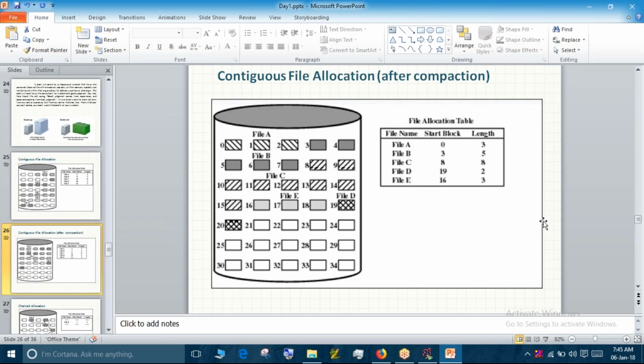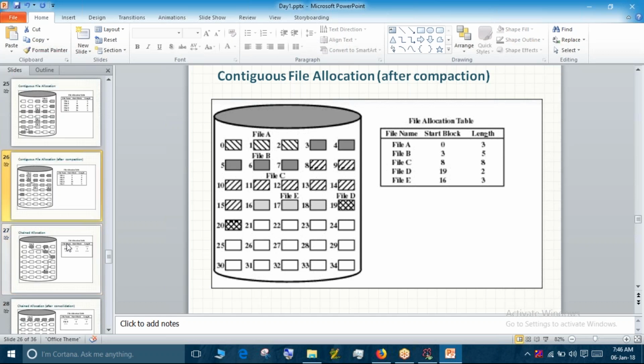Now see what is happening here. Now tell me, if compaction is done, are we able to store file F now? Yeah, now we're able, we have 5 blocks continuously. So it is the same FAT model, but it is after compaction.